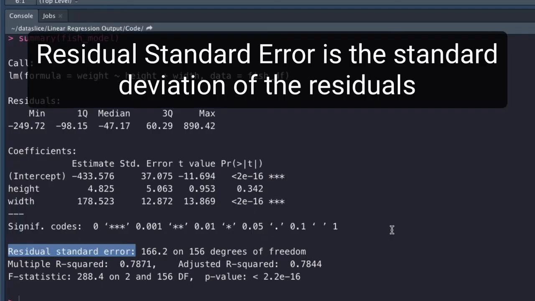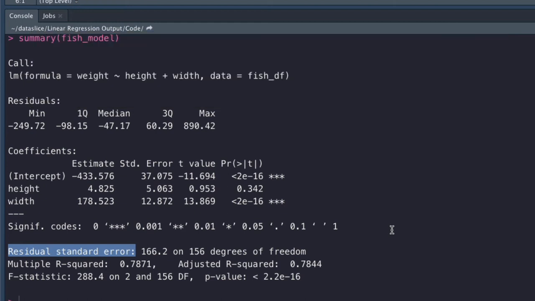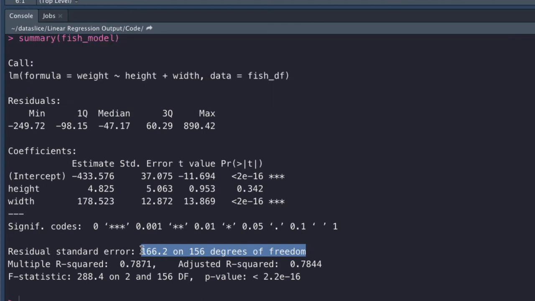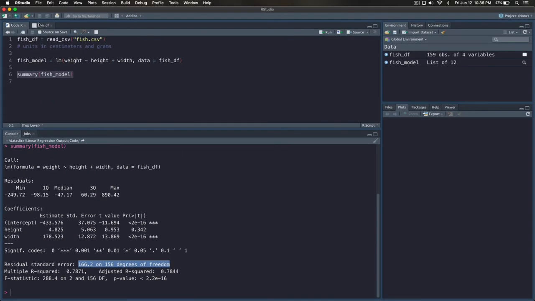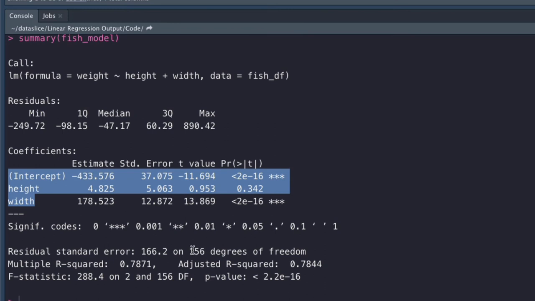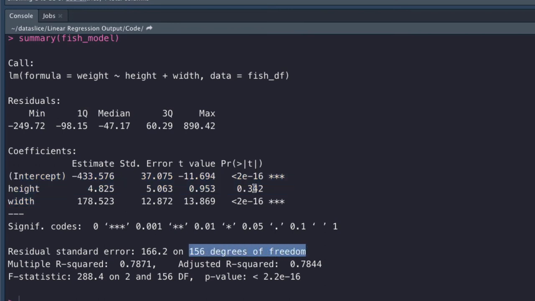The residual standard error provides us a measure of how much the actual value will differ from the value we're trying to predict, or in other words, the standard error of the residuals. The degrees of freedom are the number of data points that went into the estimation of the parameter. So this is typically the rows of the data minus the number of variables that we're estimating, and that includes the intercept. So in this situation, our fish data frame has 159 entries or 159 rows, and we're estimating 3 different values. So 159 minus 3 gives us this 156 degrees of freedom.